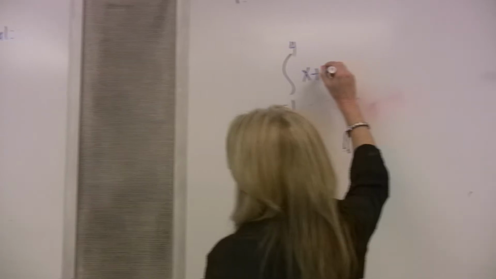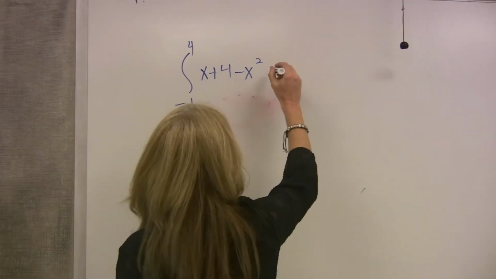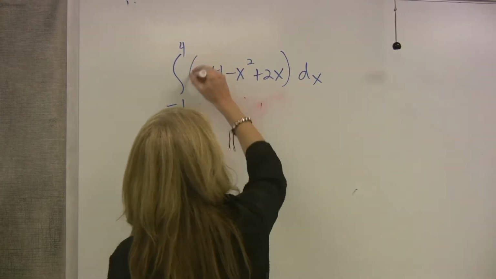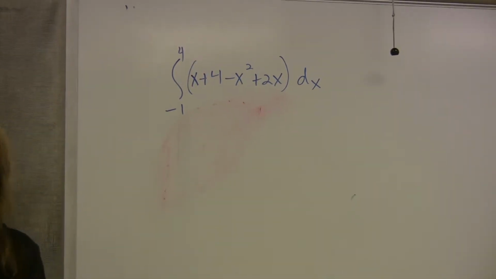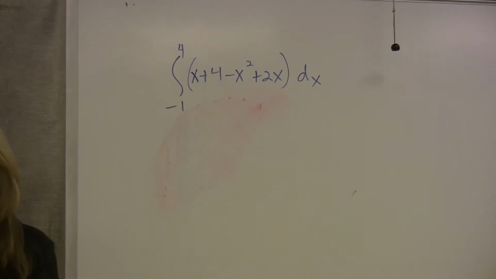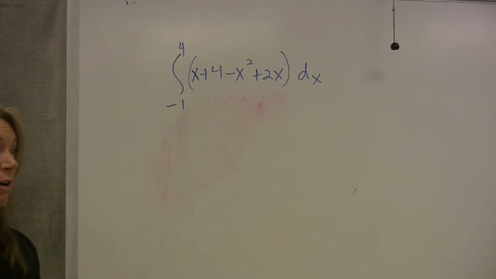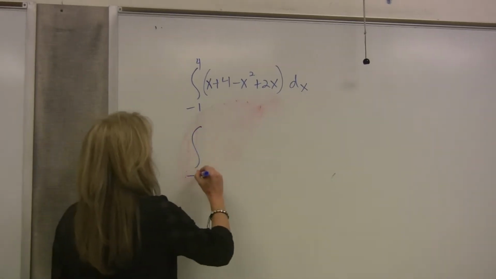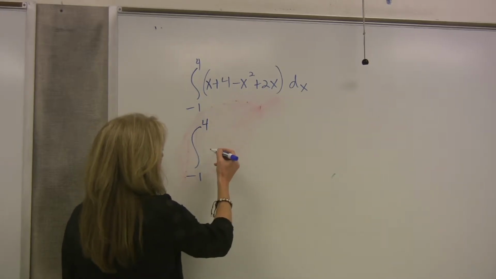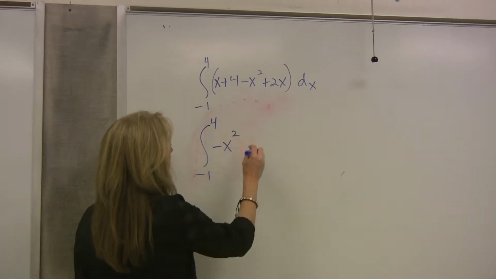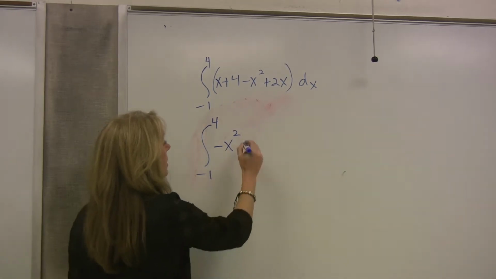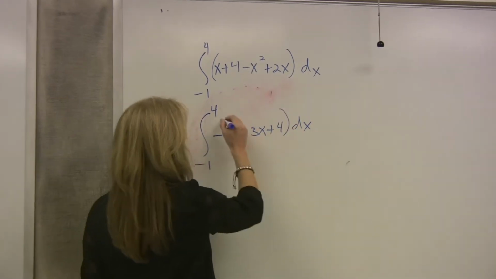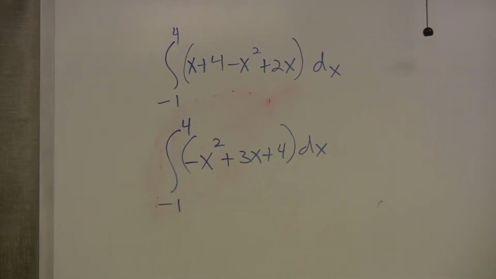That becomes x plus 4 minus x squared plus 2x, right? I distribute the negative sign, and then I combine like terms. I won't really be using the word antiderivative anymore. I'll just say I'm going to integrate or find the integral, which really means the same thing. I like to put terms in decreasing order, just because it helps me keep track of everything. It doesn't really matter. Negative x squared plus 3x plus 4 dx. If they're not in the same order, you're fine.